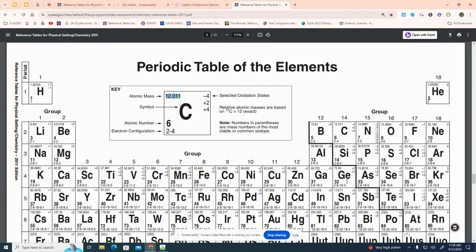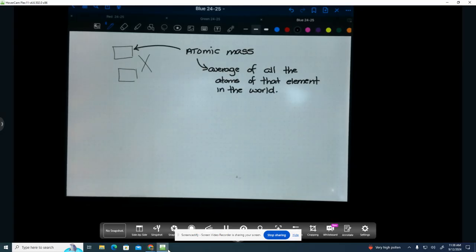Okay. The atomic mass is an average of all the atoms of that element in the world. Okay, hold on. It's kind of a funky definition because you don't know the words yet, so I kind of summed it up. And this is what I want you to think of. Let's say we're talking about oxygen. Okay? In that box, that oxygen box, you guys finish writing that down, then I'm going to flip back to my reference table, my periodic table.